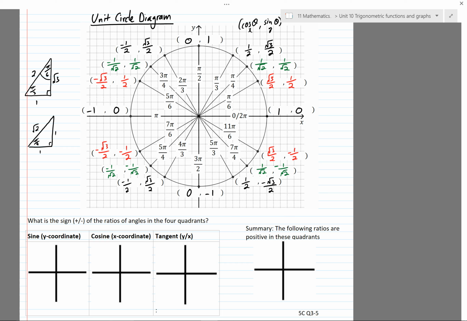The first thing we'll need to do is figure out what sign, either positive or negative, these ratios will have in the 4 different quadrants. If I look at sine, just looking at the y coordinates, I know that in the first quadrant all the y coordinates are positive, so sine would be positive. In the second quadrant, they're all positive. In the third and fourth quadrants, they're all negative. I can do the same thing with cosine. In quadrants 1 and 4, the cosine x coordinates are positive, and in these ones, they're negative.